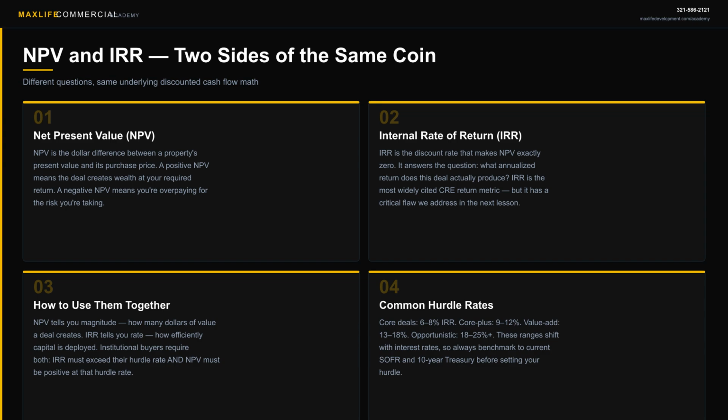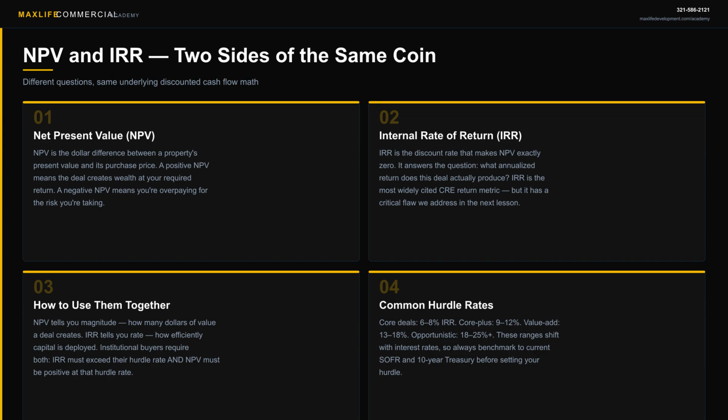NPV asks, given my required return, does this deal create or destroy wealth? You take every projected cash flow, discount each one back to today's dollars at your hurdle rate, add them all up, including the eventual sale proceeds, and subtract the purchase price. If the result is positive, the deal creates value at your required return. If it's negative, you're paying too much for the risk level. IRR flips the question around.